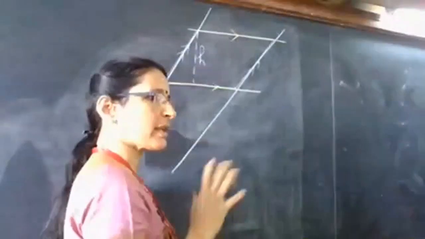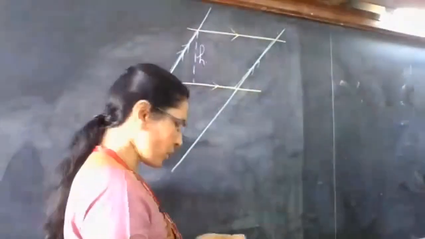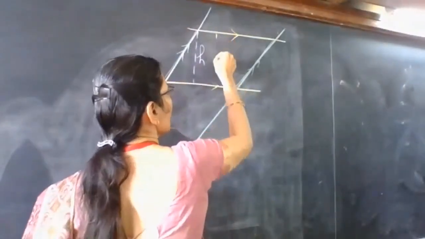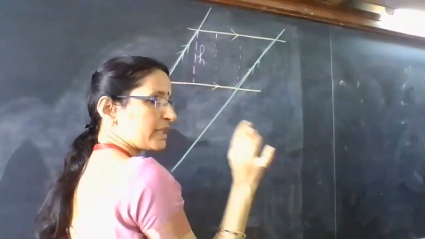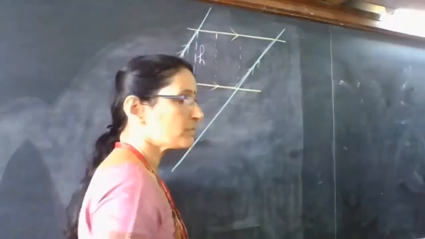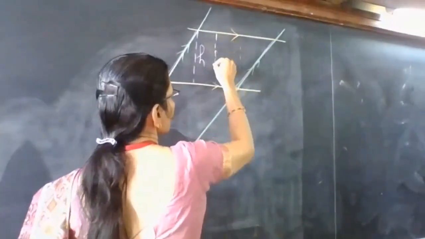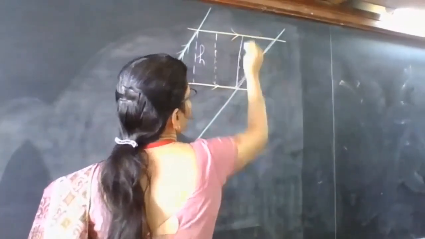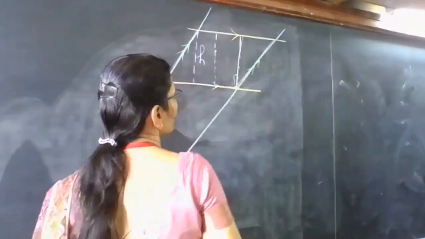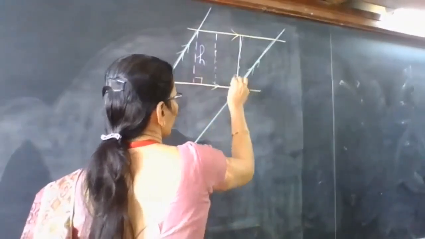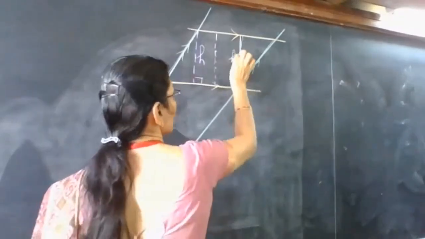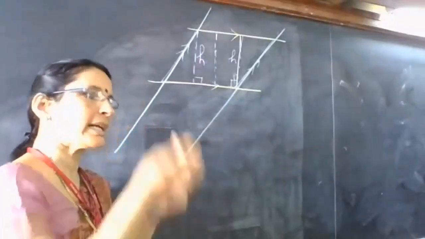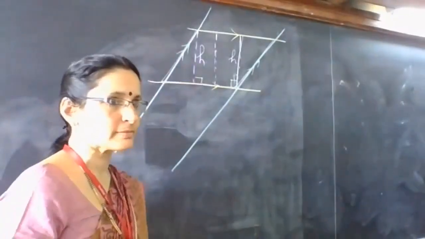Can I draw many heights for the same parallelogram? Yes. Anywhere is the same if I draw? Yes or no? Yes. So can I draw like this? And can I draw like this? Yes. So this is also the height. And if it is height, it should make a 90-degree angle. Correct. So they are all drawn.